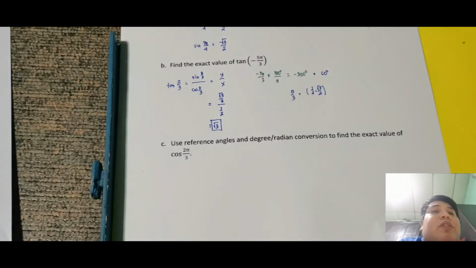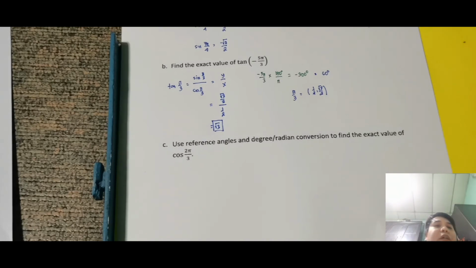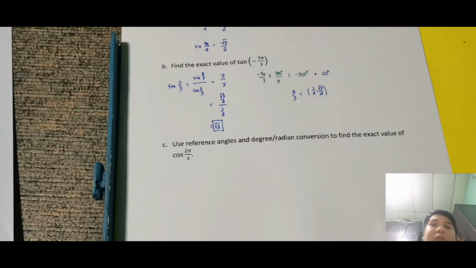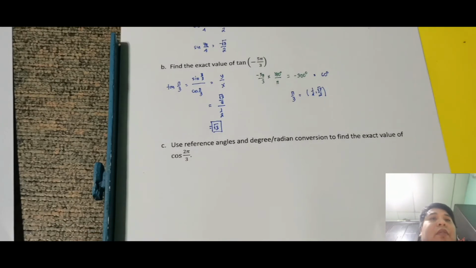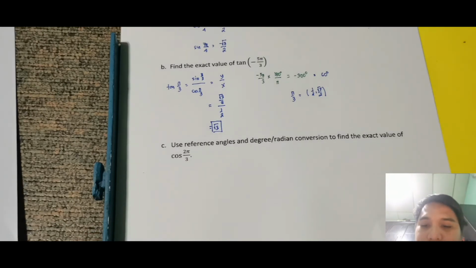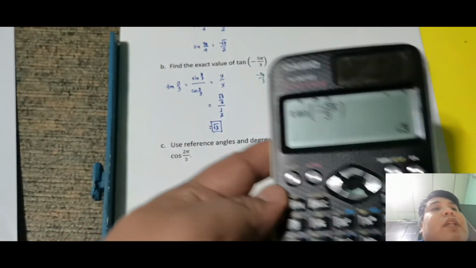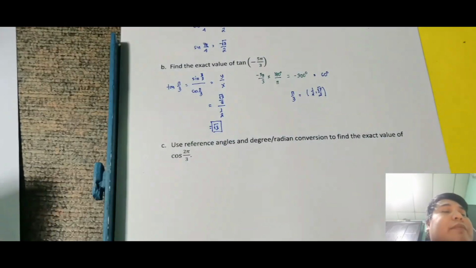Okay, next is use reference angle in degree or radian conversion to find the exact value of cosine 2 pi over 3. Since we found the reference angle, of course we convert it into degrees, then determine which quadrant it is in, then subtract or something. Let's use the reference angle formula. By the way, before that, let's try to solve the tangent. Tangent of negative 5 pi over 3. Let's check on the calculator. That is square root of 3. The answer is exact.